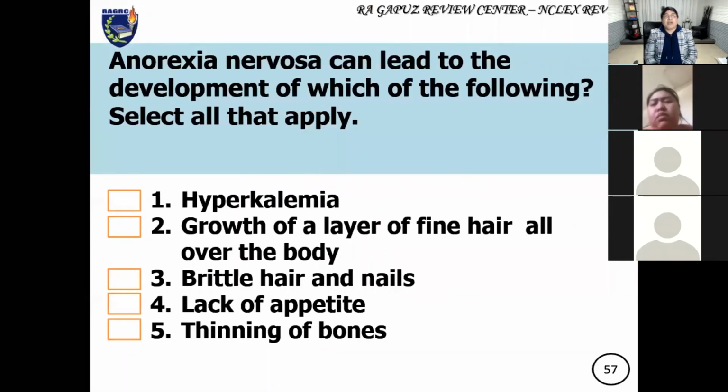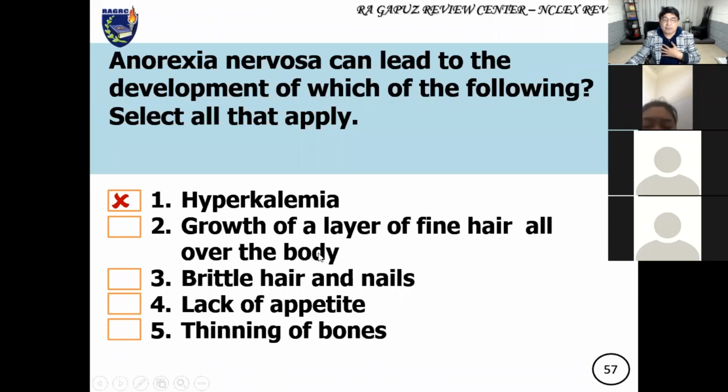So here we go. Anorexia nervosa can lead to the development of which of the following? The question is asking about complications. Will we have hyperkalemia? What we usually have is hypokalemia due to the vomiting. So this is an X. Growth of a layer of fine hair all over the body, yes, they will have lanugo. Brittle hair and nails, usually yes, because of the malnutrition.